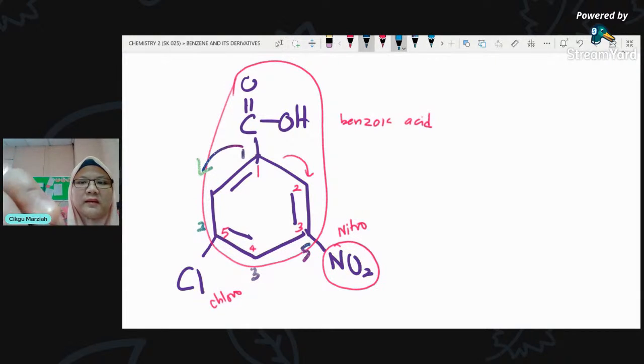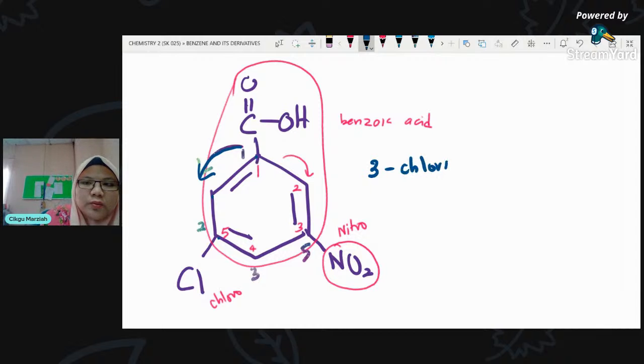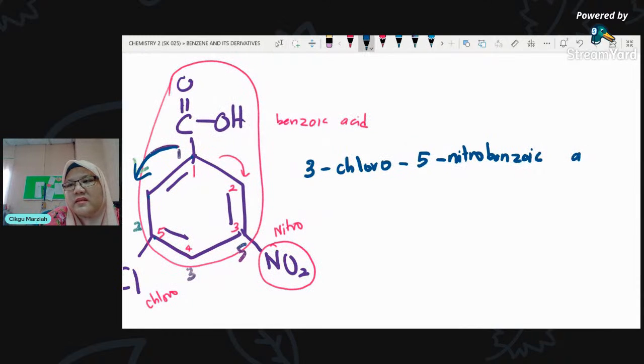So nama dia yang betul akan jadi, we need to follow this rule. 3-chloro-5-nitrobenzoic acid. Okay, benzoic baru ada space, acid. Okay, sebab ni situasi dia sama. Cuma kalau kita clockwise, N tu dapat nombor 3, Cl dapat nombor 5. Tapi Cl nak tulis dulu. So Cl mesti nombor rendah. Okay, so these are all the examples where benzene becomes the parent.